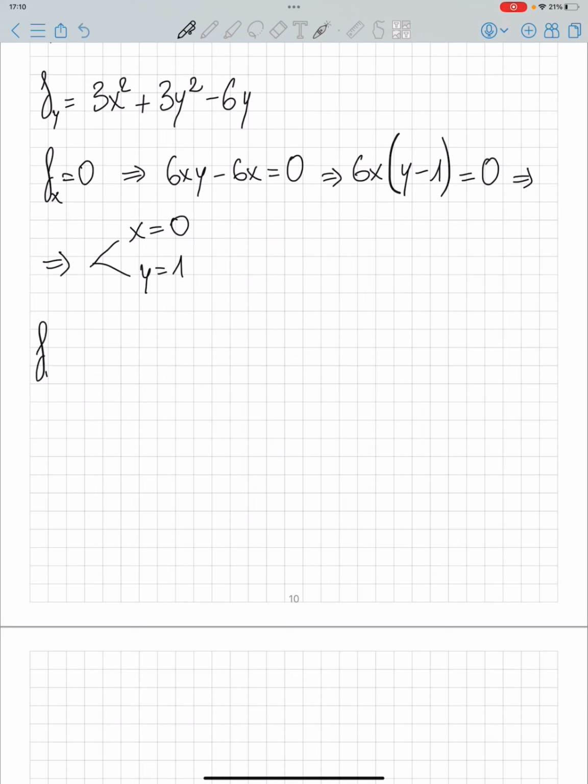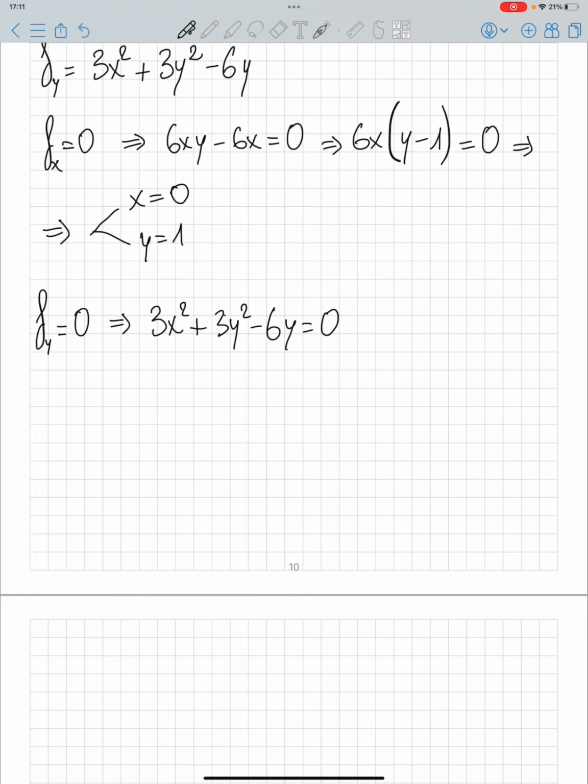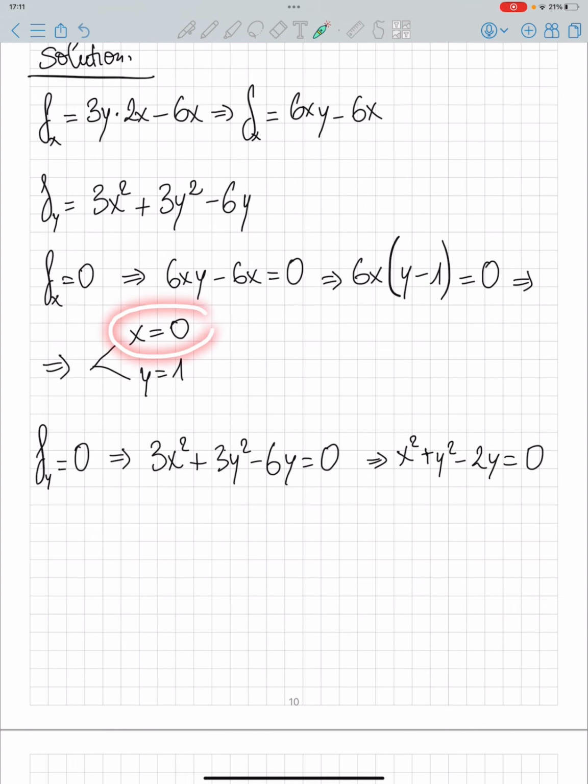Now we put fy is equal to 0, which means fy is here, so we're gonna have 3x squared plus 3y squared minus 6y is equal to 0, right? We can divide all by 3 because as you can see here we have 3, 3, 6. If we divide both by 3, we're gonna have x squared plus y squared minus 2y is equal to 0, right? Now it's much simpler. As you can see from the first one, we have x is equal to 0, y is equal to 1.